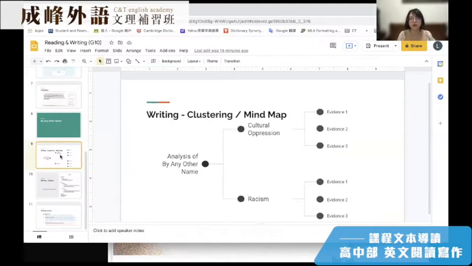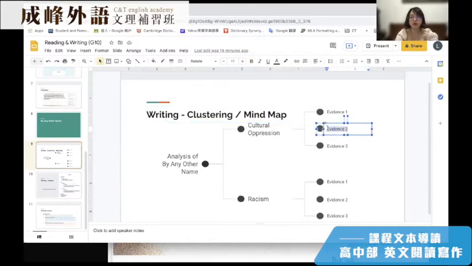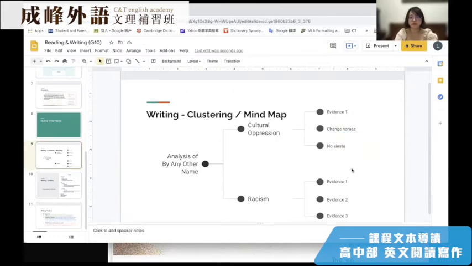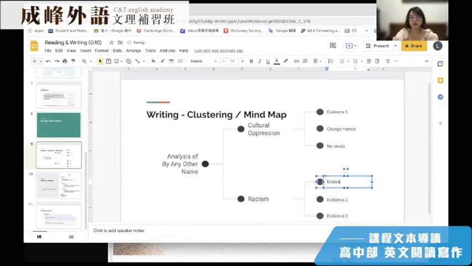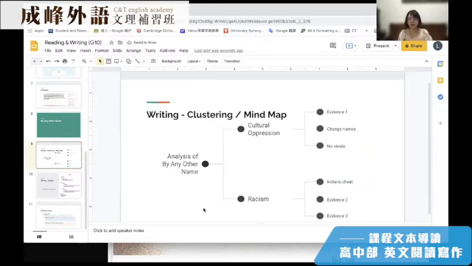So here, we read the article, and we notice two important messages that the author is trying to tell us. One is cultural appreciation, the other is racism. And then through the reading, we also try to find a couple of pieces of evidence. One of the evidence we can say is about changing names. And then the siesta, so no siesta. The racism is they call Indians cheat. Indians cheat. So you can try to find more evidence and details from the reading to support your concept.